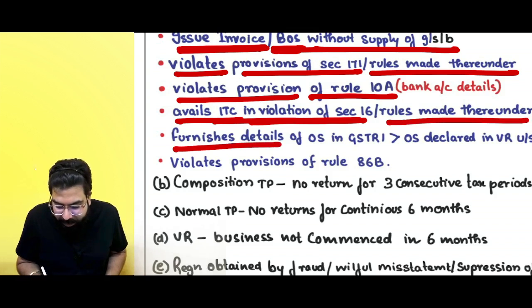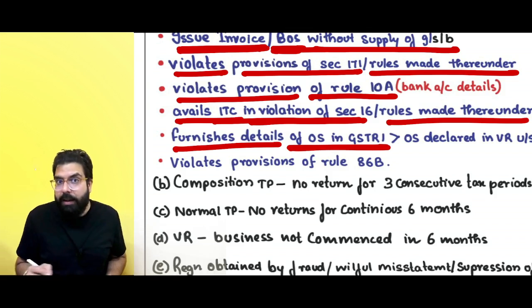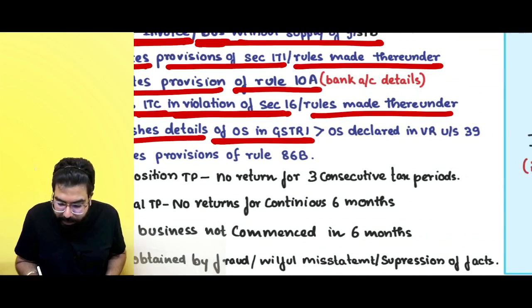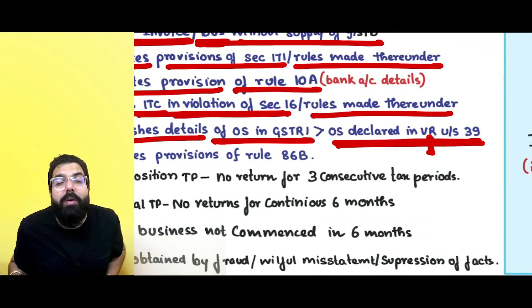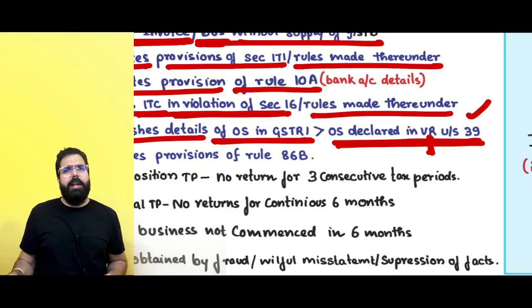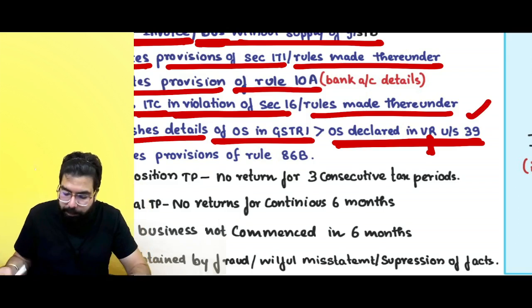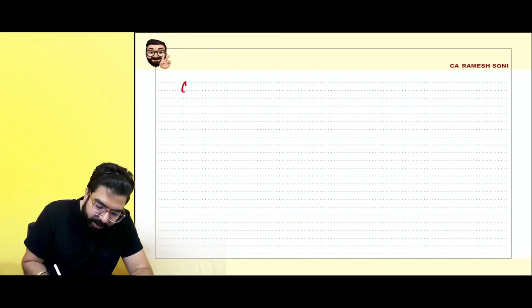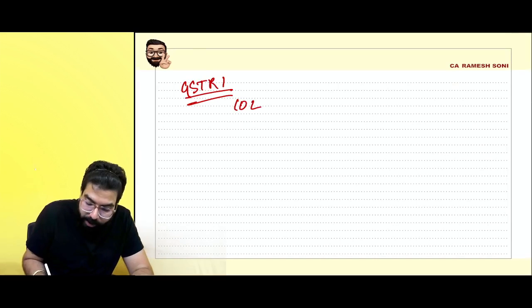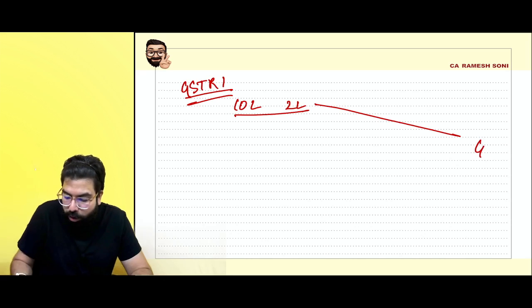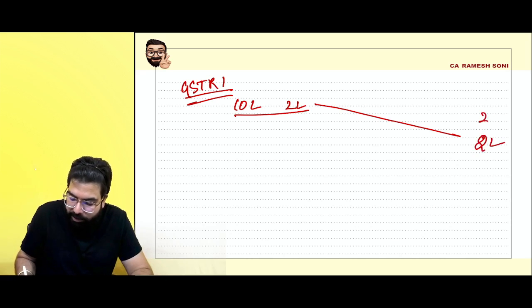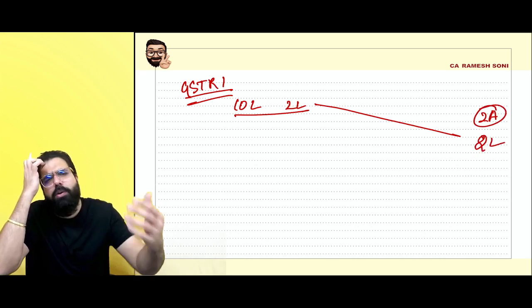Furnished details of outward supply in GSTR 1 which are greater than the details furnished in the valid return. VR means valid return under section number 39. Everyone listen, when you furnish your GSTR 1, you showed 10 lakh rupees of sale and 2 lakh rupees, for example, of GST. The front party took 2 lakh rupees of ITC because it went to his GSTR 2A, and he took the ITC.